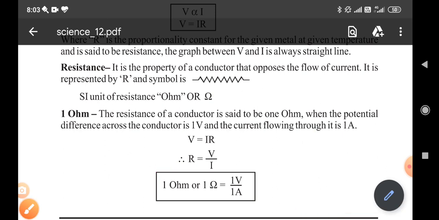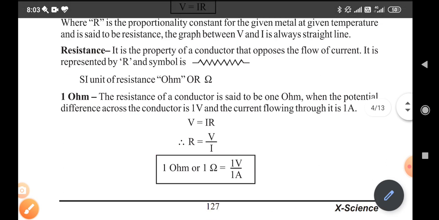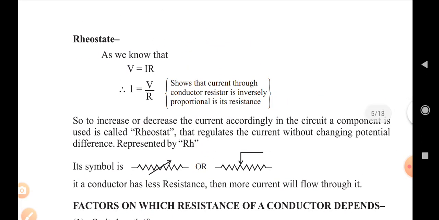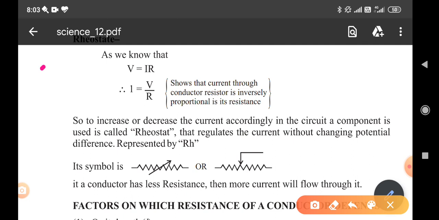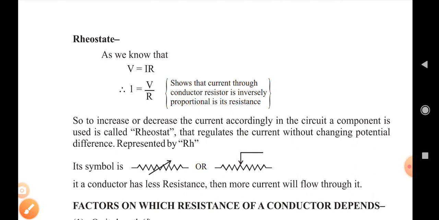Now, rheostat. As we know that V equals IR, hence I equals V upon R. It shows that current through a conductor is inversely proportional to its resistance. So to increase or decrease the current in a circuit, a component called a rheostat is used, which regulates the current without changing the potential difference, and it is represented by RH. Its symbol is either this or this.